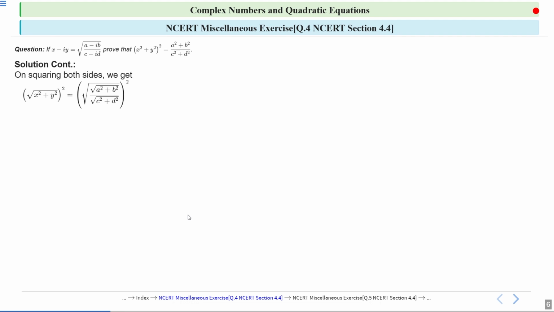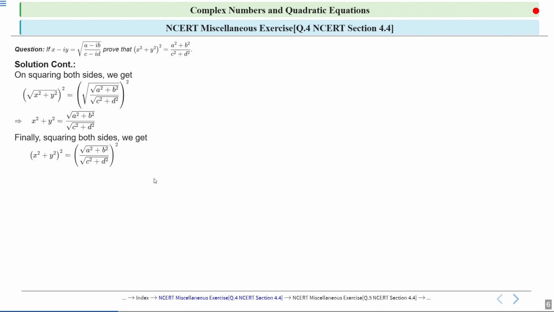First, let's square both sides of the equation. On the left we have square root of (x square plus y square) whole square, and on the right we have square root of (a square plus b square) divided by square root of (c square plus d square) whole square. Now we simplify the equation and we have x square plus y square equals square root of (a square plus b square) divided by square root of (c square plus d square).